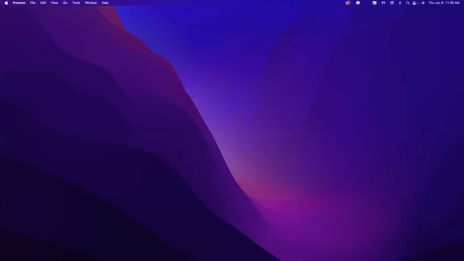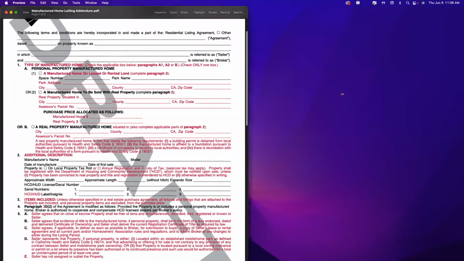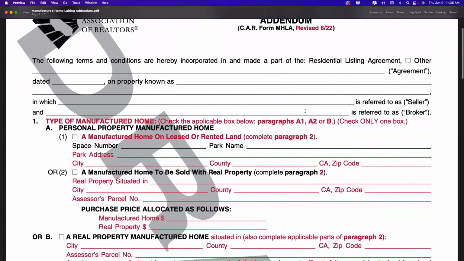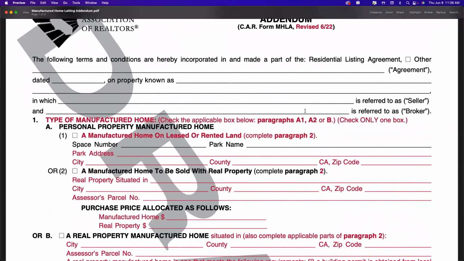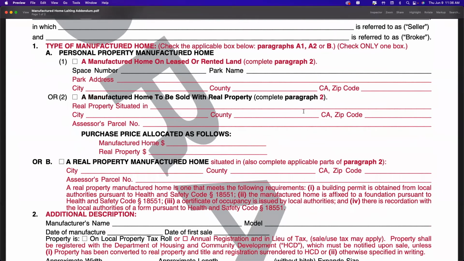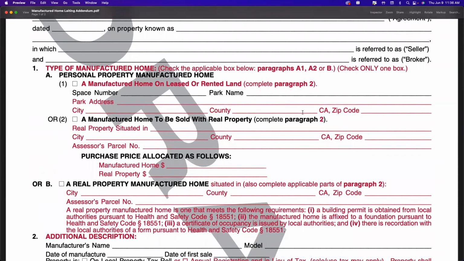So let's move on. They made some changes here to the manufactured home listing addendum, which is going to be revised. All of this red stuff is the change. Anything that you see written in red has been added to the addendum. Going through it, what I see is it just clarified things a little bit more.